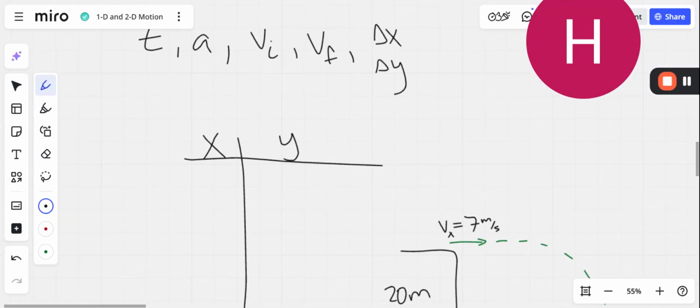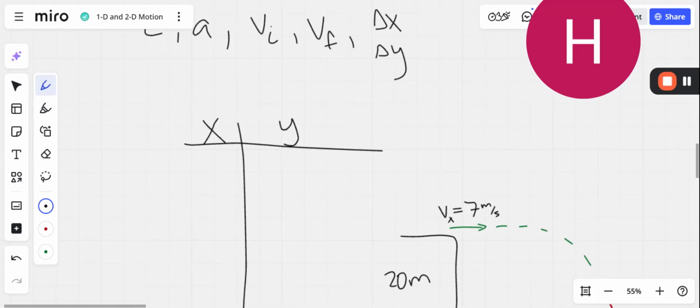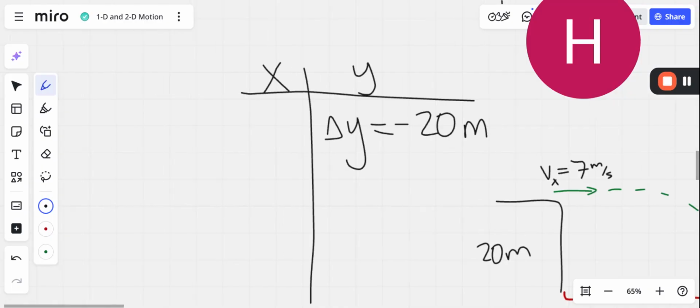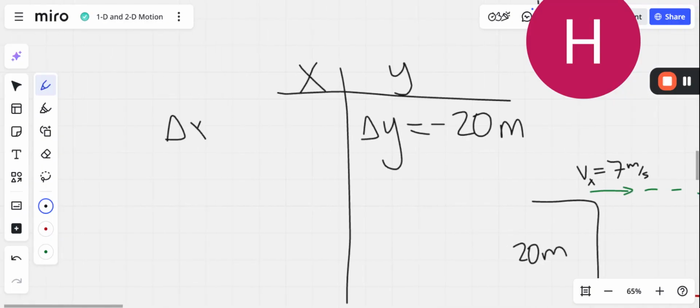Let's write down some given information. We do know what the vertical distance is, because if it's going to fall down 20 meters, then our delta y, or our change in vertical position from start to finish, is 20 meters in the negative direction. Our delta x, that's what we're after. Let's use some of the initial information, which is that the initial velocity in the x direction is 7 meters per second.